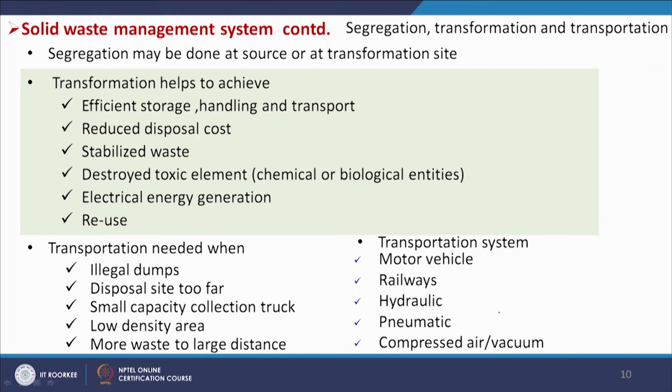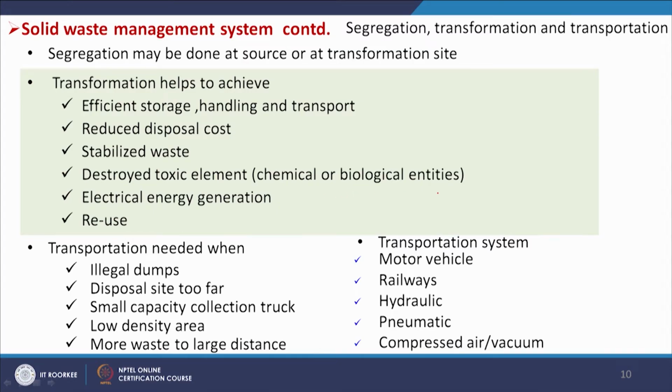When it is a transformation site, that means we are going to extract energy or some other valuable from it. At that site, or it can be sorted at the site where it is being generated as well. Transformation means value addition or extraction of energy and other products and reducing the volume of the residue. This transformation helps to achieve efficient storage, handling and transport, reduced disposal cost, stabilized waste, destroyed toxic elements, that is chemical and biological entities, electrical energy generation and reuse.